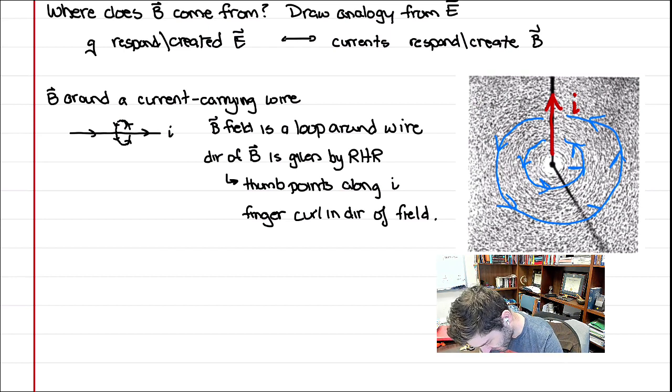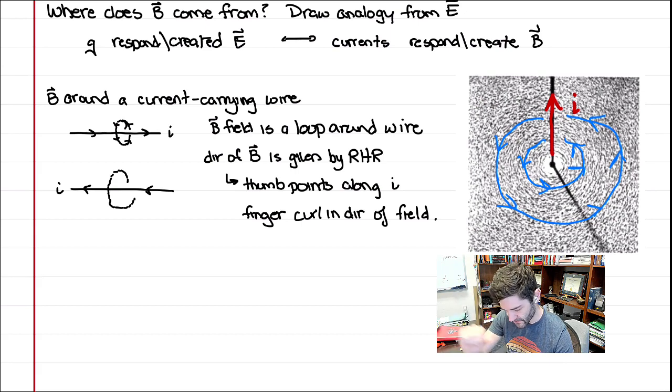So if I had a wire with current going the other direction, it would still be a loop, but the direction would be opposite. Again, I point my thumb along the direction of I, and my fingers naturally curl in the direction of the magnetic field. So it looks like it goes down behind the wire and then up in front of the wire, given by my right hand.